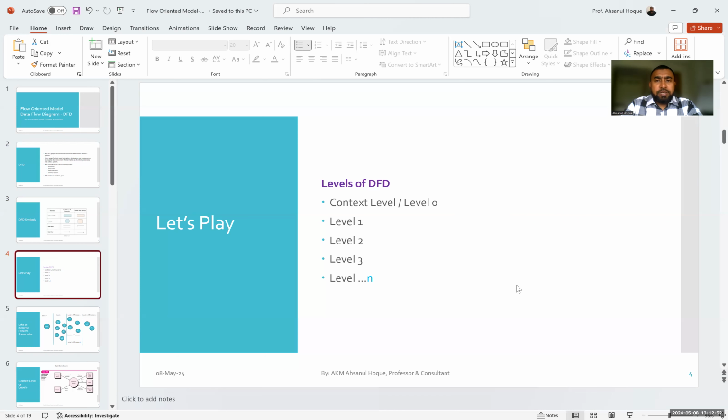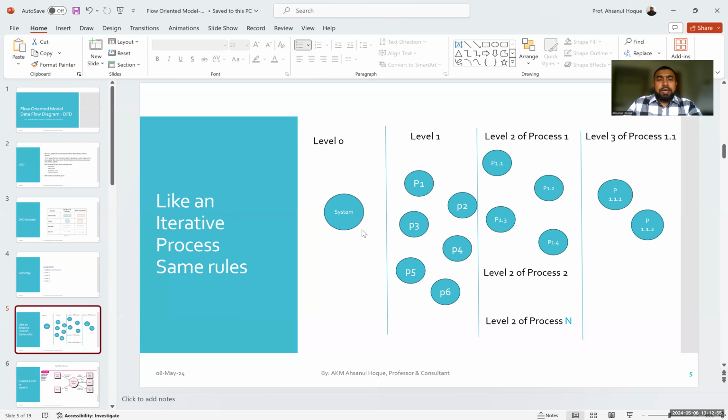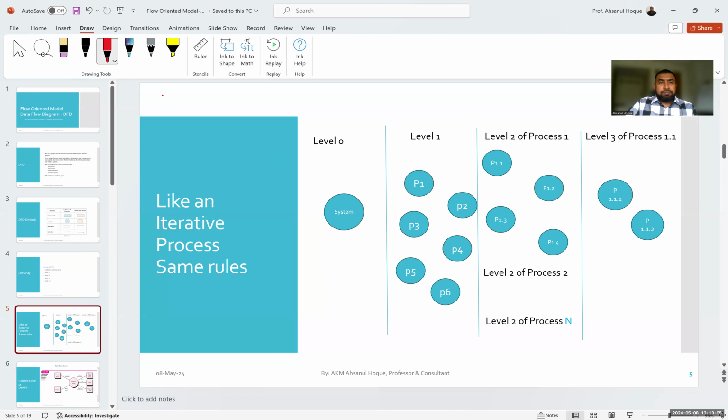So let's see how it actually works. As I said, it is level 0, where the whole system is represented by a single process, and this system is connecting with some external entities, which are rectangular or square boxes. This tells us how many entities are connecting over there and how many external entities are getting the output of it.